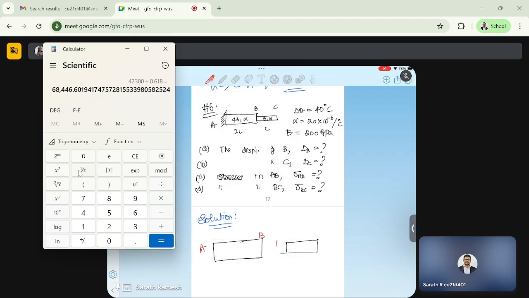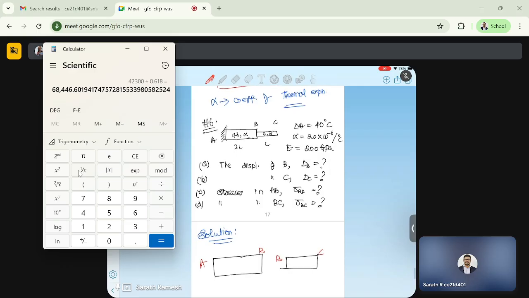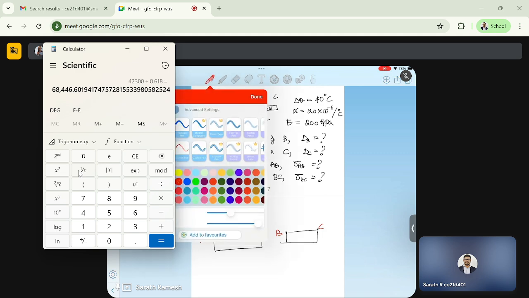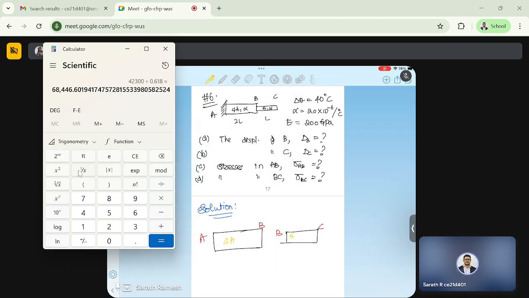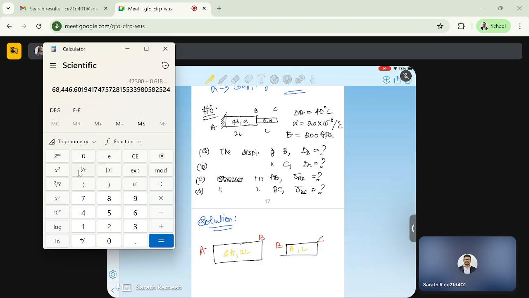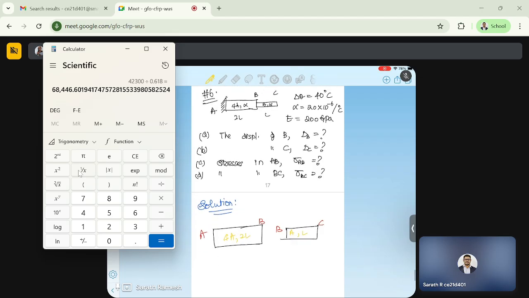A, B, B, C, and yes, it's 4A, it's A, and it's 2L, it's L. Otherwise alpha and E are same. Now, is there any force, by the way? Actually, in the question, there is no force given, but they have given a change in temperature of 40 degrees Celsius. So it's going to expand. But is there any force? No, there is no force here.